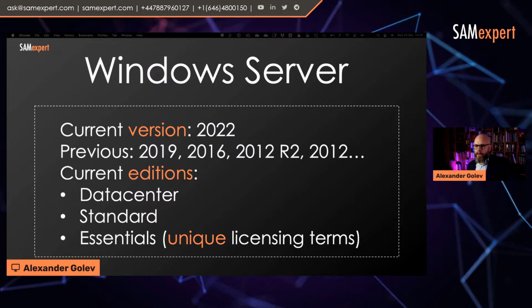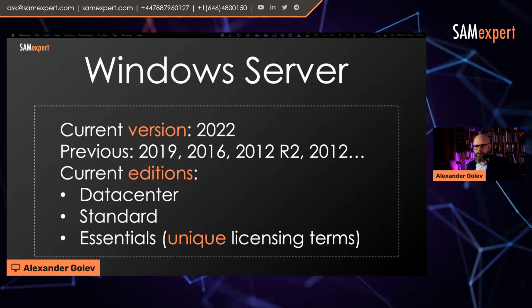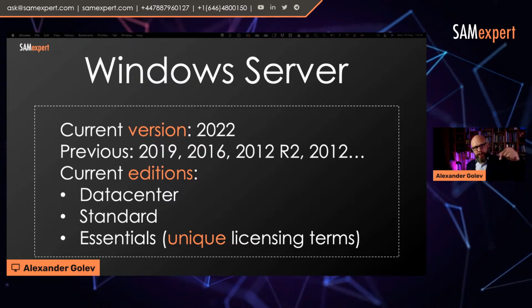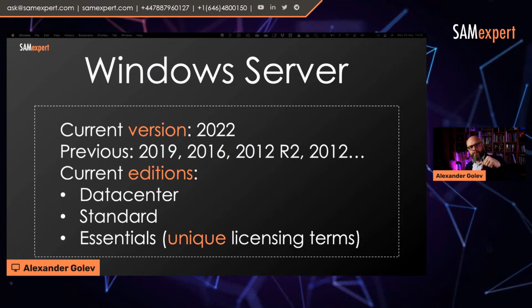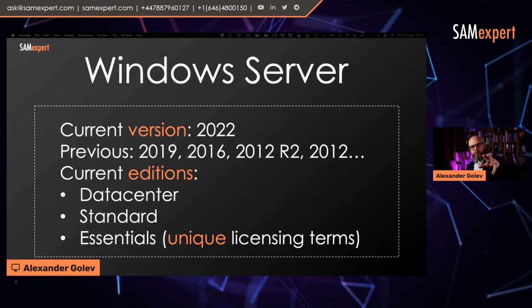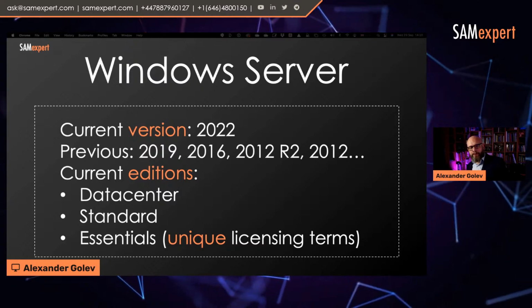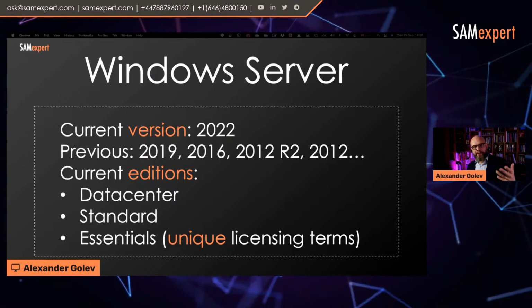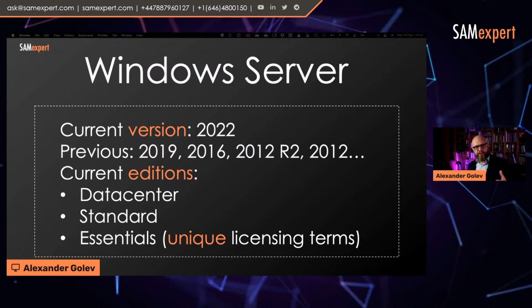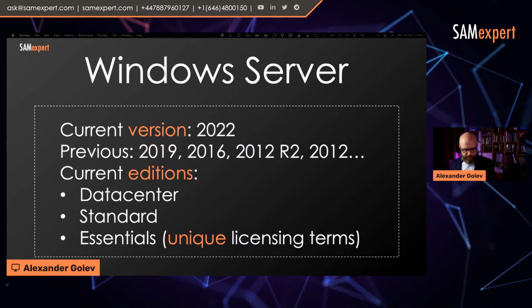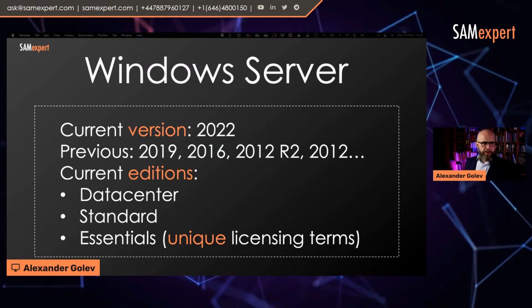So there's one caveat here about the current version. Windows Server Essentials, as of today, is still version 2019. They haven't yet released a 2022 version of Windows Server Essentials, and we are unclear if that's going to happen. So the current version for Datacenter and Standard is 2022, and the current version for Essentials is 2019. That's not very critical because license-wise, 2019 and 2022 are very similar.